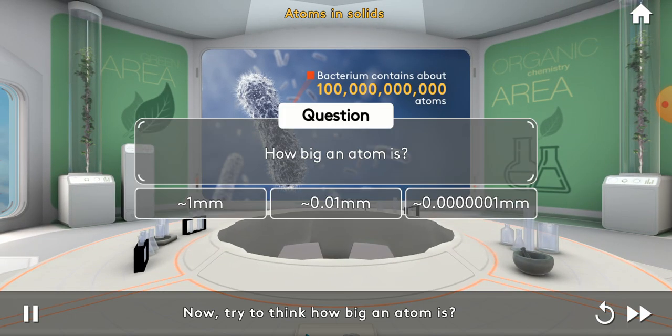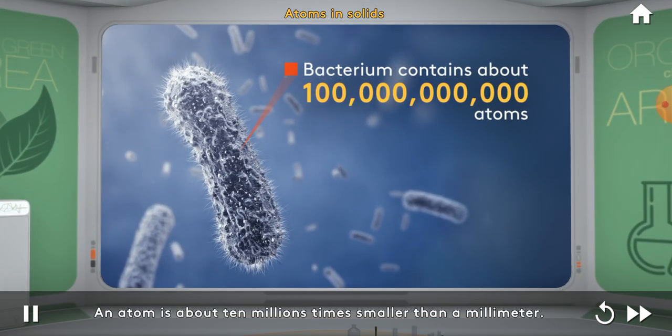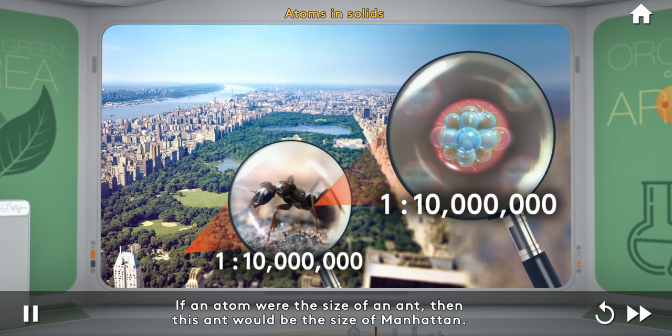Now, try to think how big an atom is. An atom is about 10 million times smaller than a millimeter. If an atom were the size of an ant, then this ant would be the size of Manhattan.